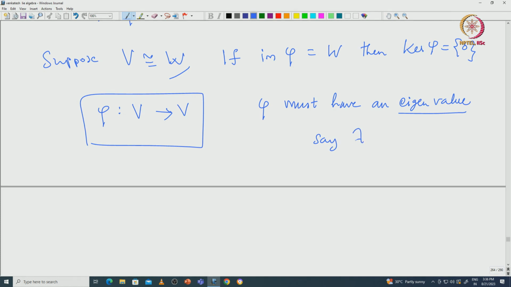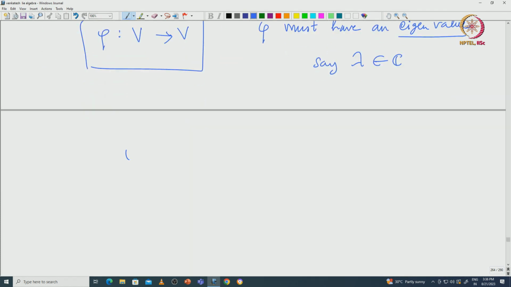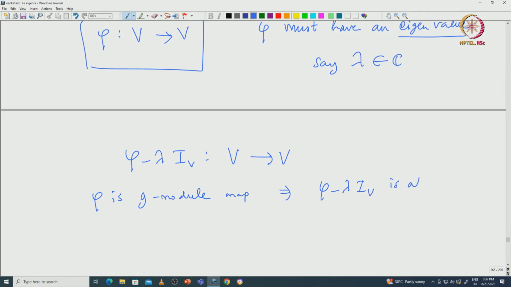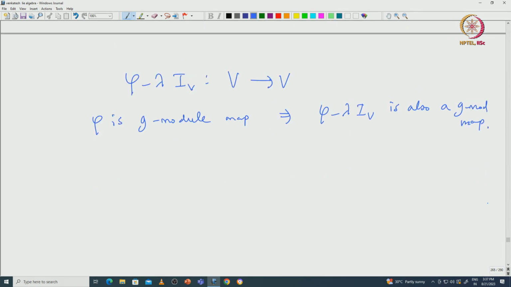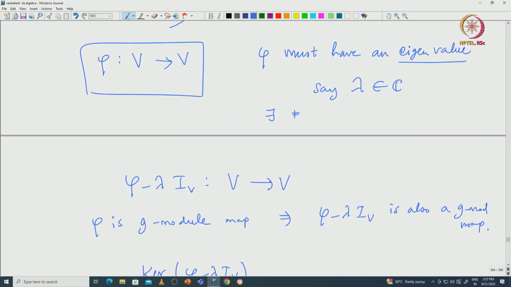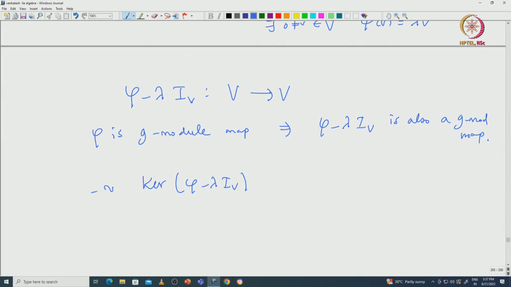So, say lambda. Okay. So, then you can look at this phi minus lambda identity, which is a map from V to V. So, phi is a G module map implies phi minus lambda identity V is also a G module map. So, that is not hard to verify, but if you look at the kernel of this phi minus lambda I_V, that must be non-zero, because lambda being an eigenvalue, there exists an eigenvector associated with that. So, there exists v in V such that phi of v equals lambda v. Okay. So, that means this non-zero vector v is inside the kernel of phi minus lambda identity V.